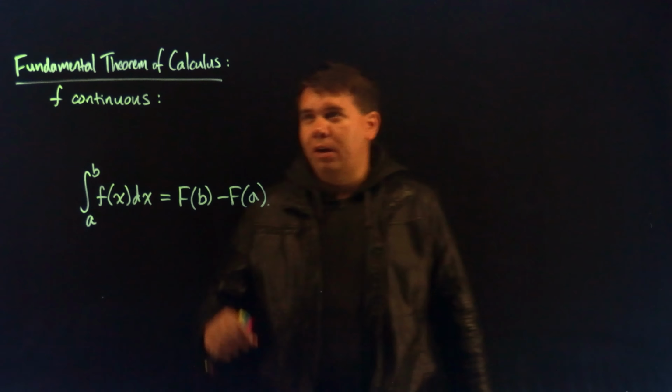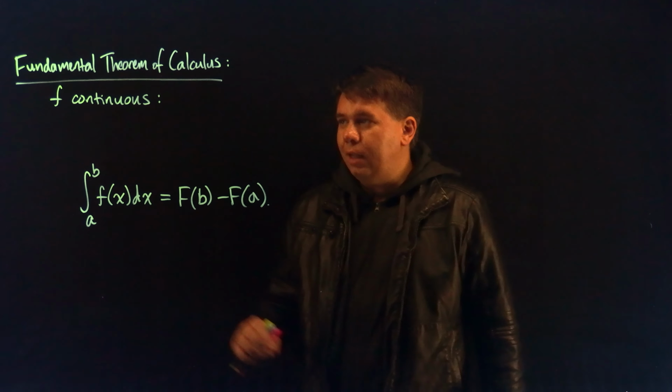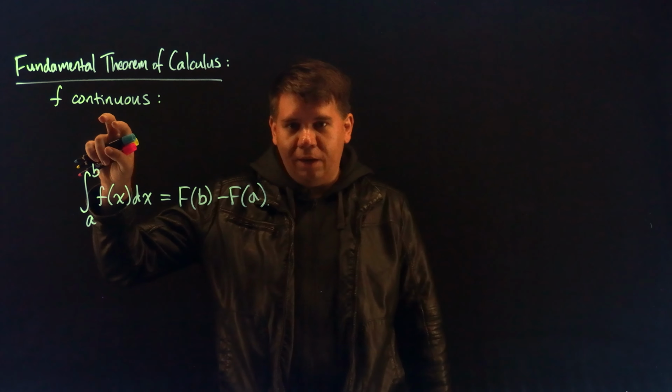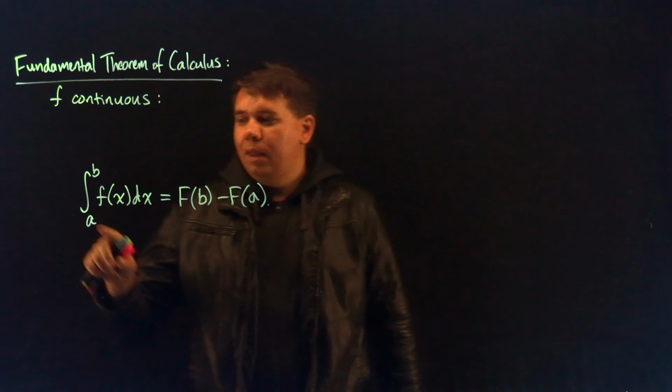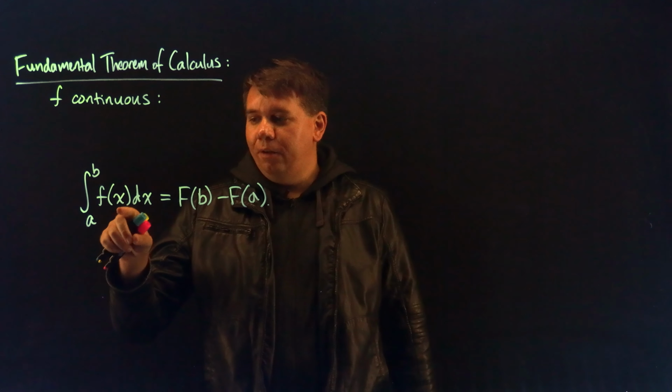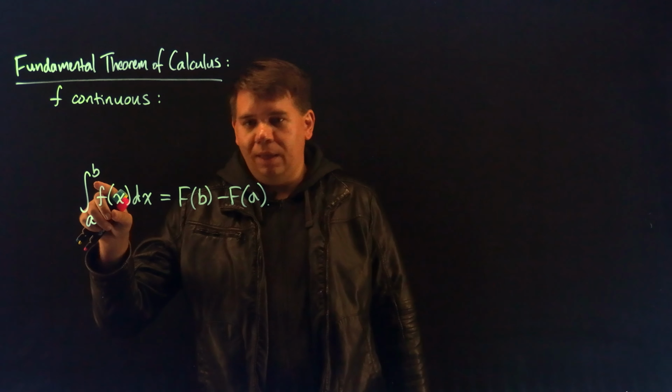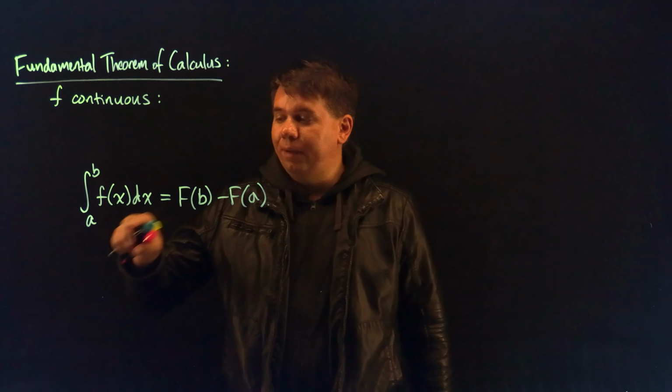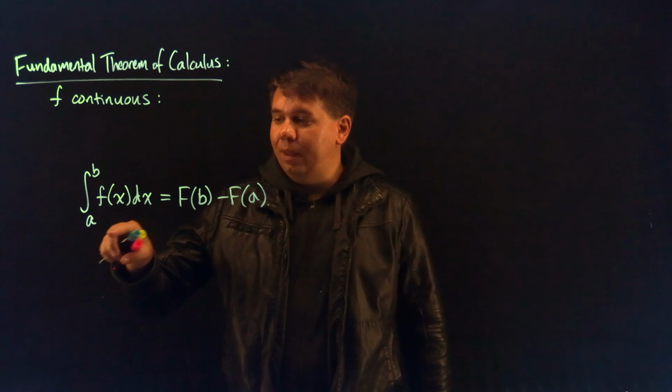We've been discussing the Fundamental Theorem of Calculus, which states if you have some continuous function f, at least continuous on an interval, then the definite integral of f from a to b, that is the area between the graph and the x-axis, is given by the antiderivative of f, big F, at b minus the antiderivative at a. So you can find the area just by finding the antiderivative and plugging in.